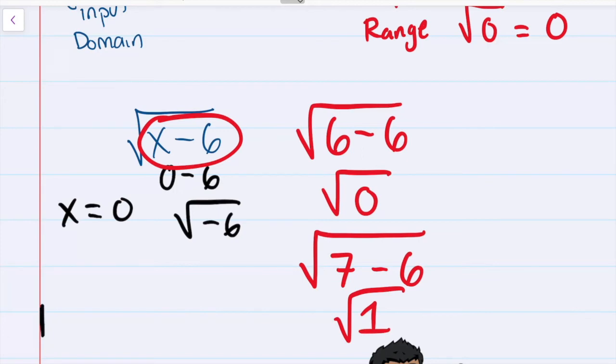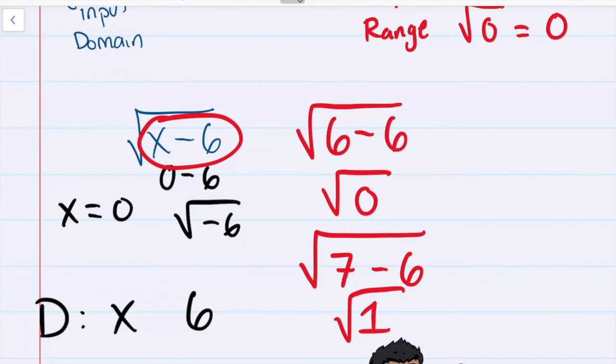Well, if that's the case, what will be my domain? Well, my x has to be, remember, we can accept an answer of 0. So when do I start getting 0, guys? When my x is 6 or what? Or 7 or 8 or 9. Basically anything 6 or higher.